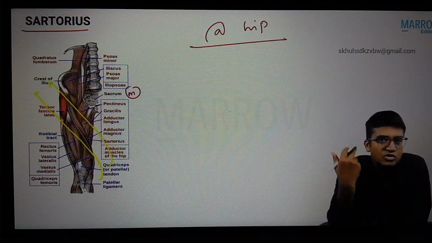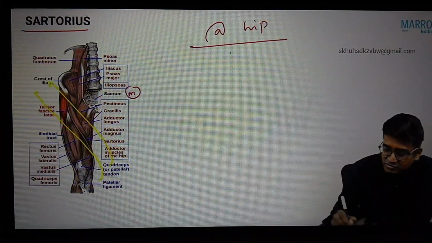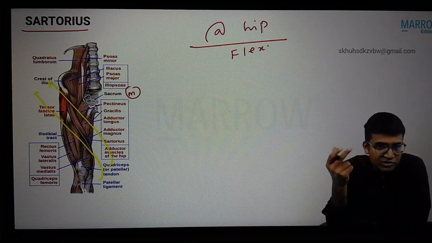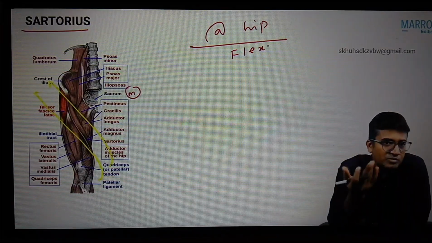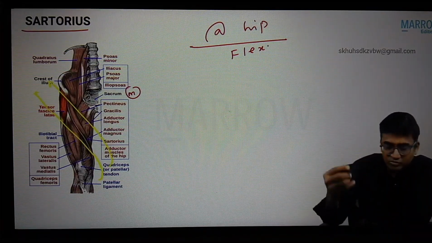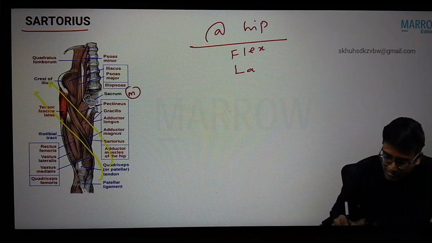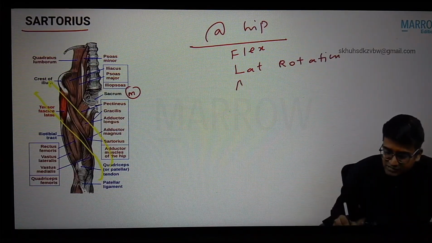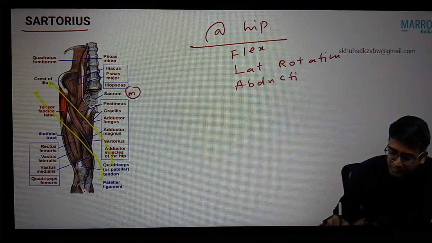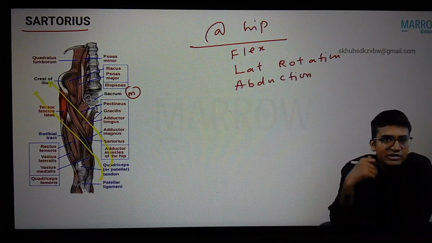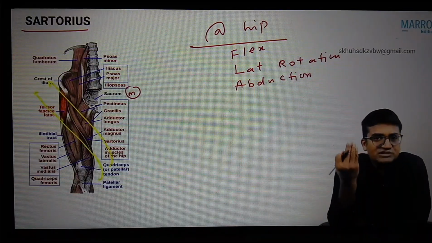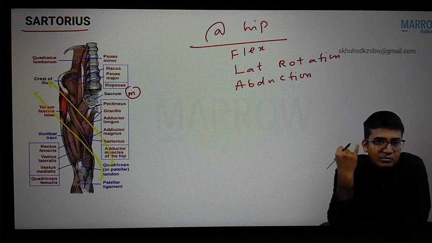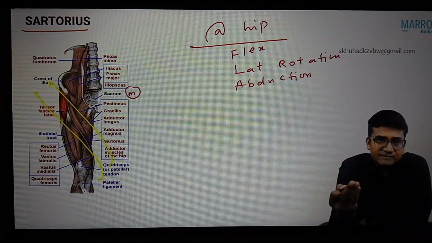Number one, this muscle crosses the hip joint on the front side, so we know the action: flexion. Number two, I told you, the insertion point is medial and the origin point is lateral, so this muscle moves the hip joint laterally: lateral rotation of the hip joint. And while doing lateral rotation, the muscle also does abduction. So now we have three actions at the hip joint for the sartorius. What are those? Hip flexion, number two, lateral rotation, number three, abduction.